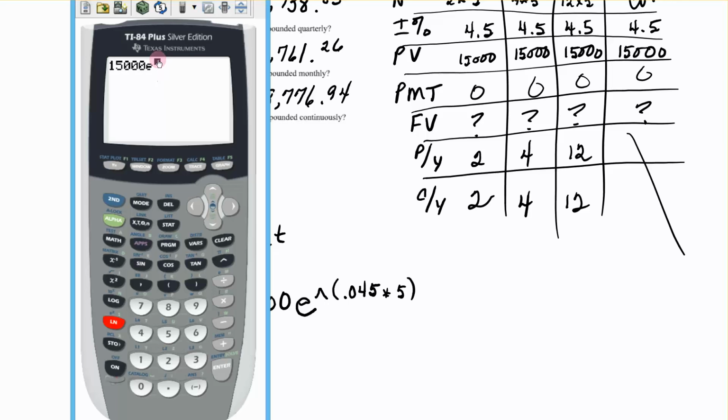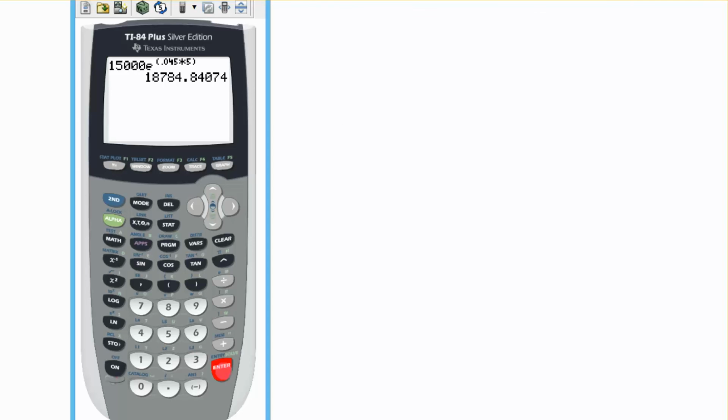Now, I suggest that you use parentheses. It just makes it safer. It's 0.045 times 5, close parentheses. Press enter. All right, I got $18,784.84.